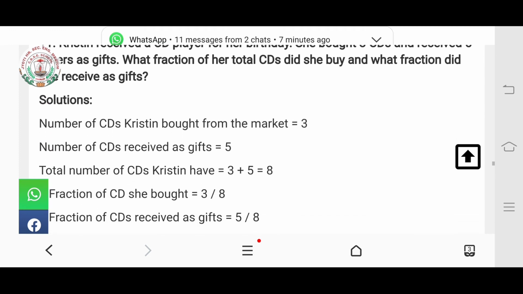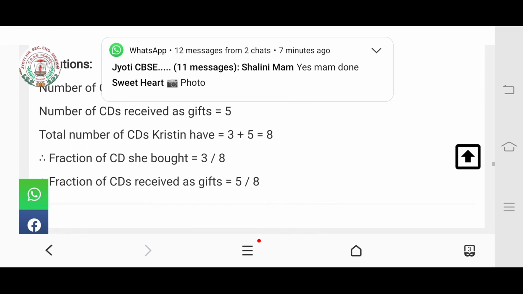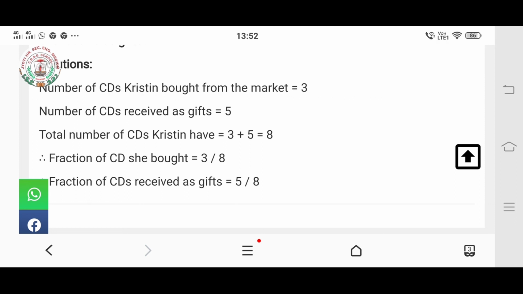Number of CDs Kristen bought: 3. Number of CDs received as gifts: 5. Total number of CDs she has now is 3 plus 5, 8. So the fraction of CDs which she bought is 3 by 8 and the fraction of CDs received as gifts is 5 by 8. So these two fractions were asked in the question. So here we have completed this exercise 7.1.